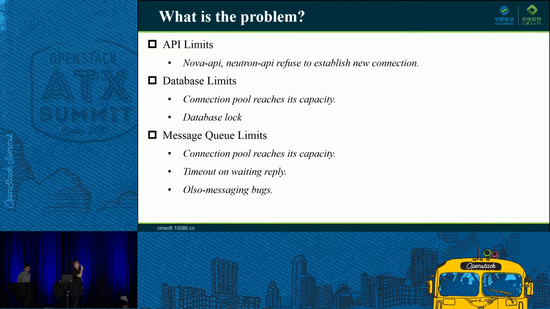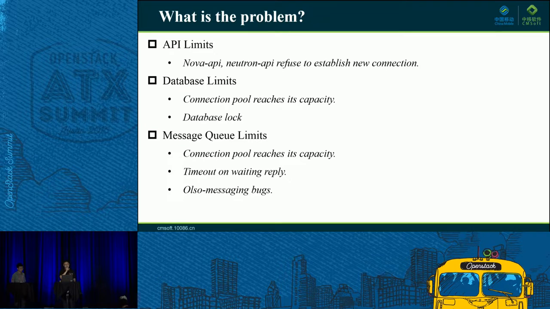So what is the problem? We think the problem could come from three aspects. First is the API limits. We have seen a lot of "cannot establish a new connection" errors in the Nova API logs and Neutron server logs. The second one is the database limits. We have also seen a lot of "cannot allocate a connection from database pool" errors, and we have seen so many database deadlocks.